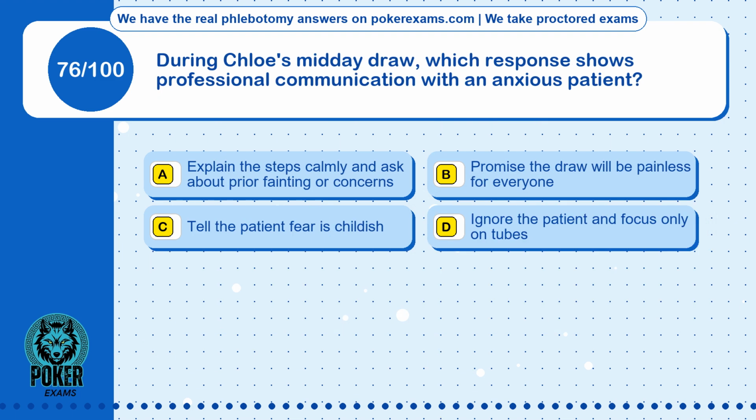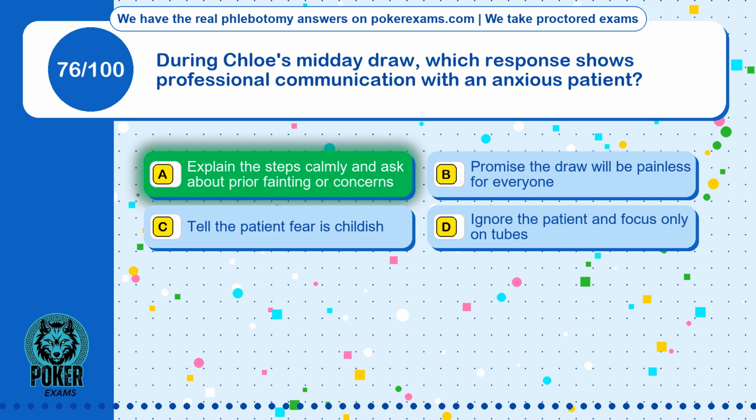Question 76. During Chloe's midday draw, which response shows professional communication with an anxious patient? Option A, explain the steps calmly and ask about prior fainting or concerns. Option B, promise the draw will be painless for everyone. Option C, tell the patient fear is childish. Option D, ignore the patient and focus only on tubes.